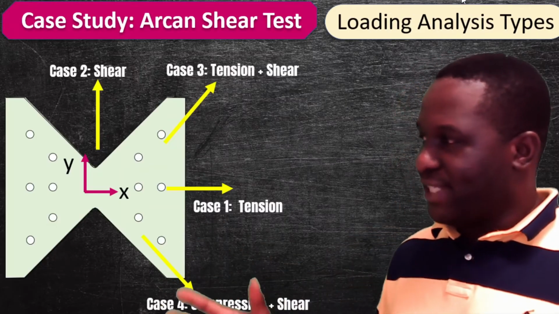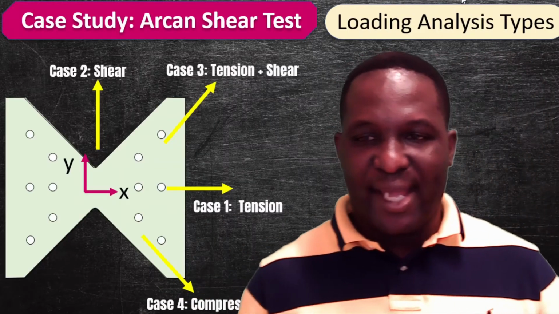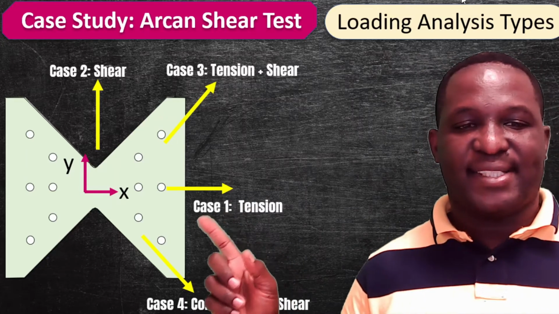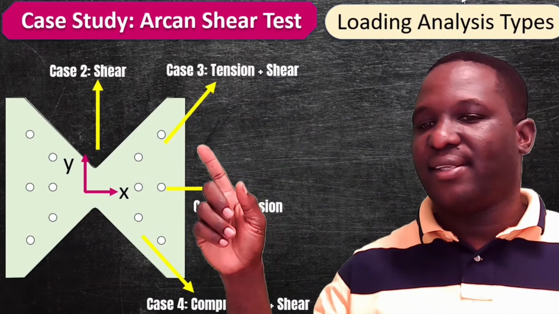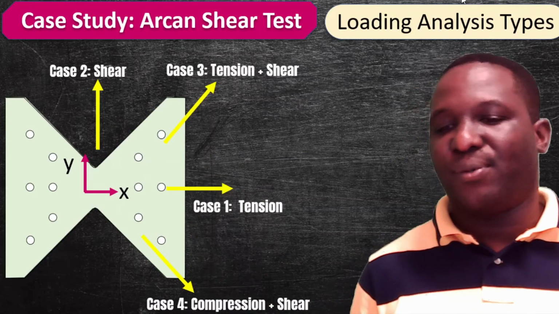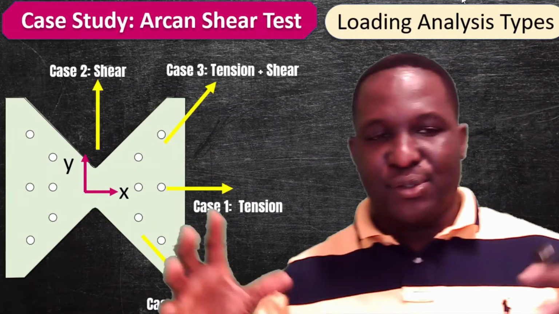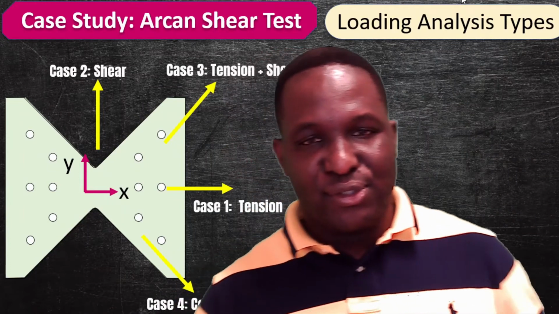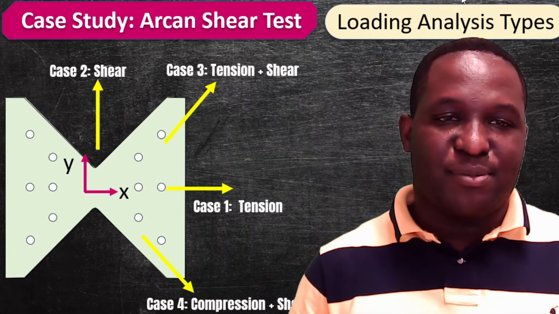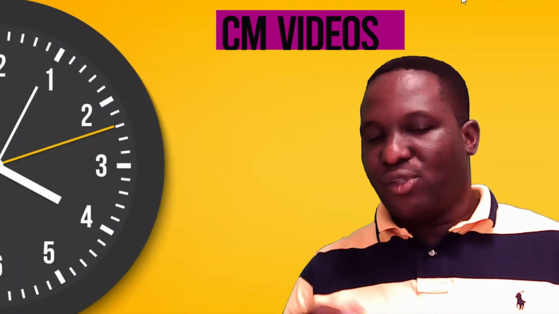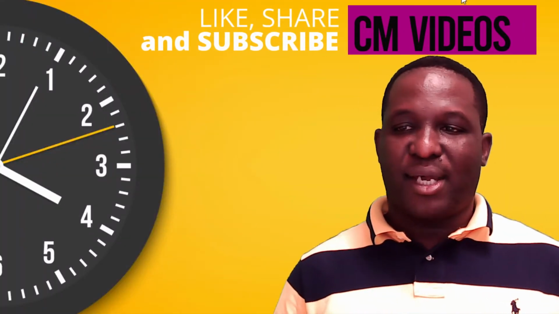In terms of the different case studies that we're going to study here, what we have first is case 1, tensile deformation, case 2, shear deformation, case 3, tension plus shear, and case 4, which is compression plus shear. So these are the kind of simulations that we're going to use to illustrate the beauty of the Arcan shear test setup and to get insight from our simulations. So we're going to go into ABAQUS and set up how this model will run.